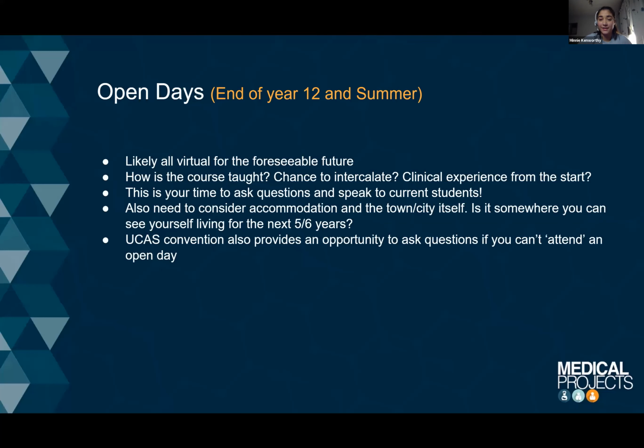And accommodation in the town and city itself, you're going to be there for the next 5 or 6 years. It's a long time to spend in one place. You want to make sure that you like it. Do you want a big city? Do you want a small university town? You've got to think about that as well, because you're not studying 24/7, as much as it might seem like that sometimes from the outside. Like we do have a life as medical students. So yeah, have a look at that and see whether it's somewhere you could see yourself living. And the UCAS convention as well, it might be running. So even if you miss maybe a virtual open day or a talk, there's still an opportunity to chat to university staff at that as well.